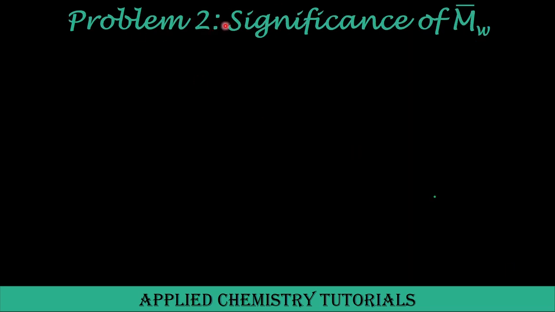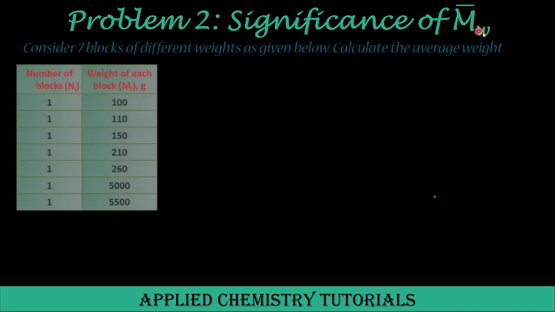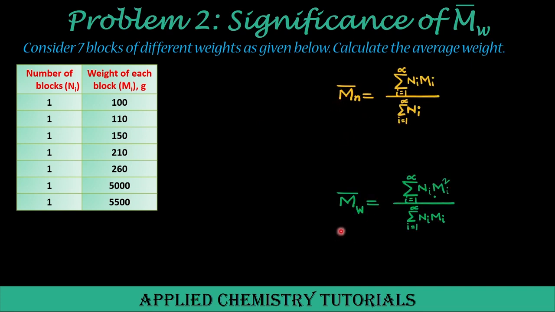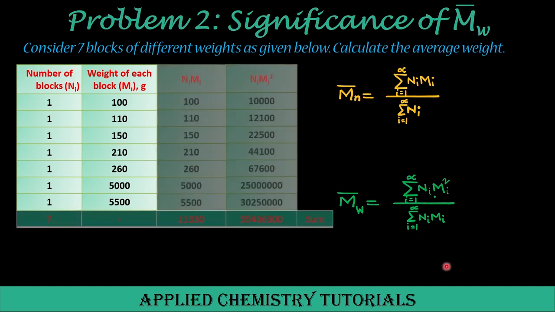Okay, moving forward to problem number 2. In this problem, we'll highlight the significance of Mw bar. Consider 7 blocks of different weights as given below. Calculate the average weight. Here we have 7 blocks and each has a different weight. Here the weight of each block represents the molecular weight of the polymer fractions. Just assume it. We can calculate the Mn bar and Mw bar by utilizing the formula.